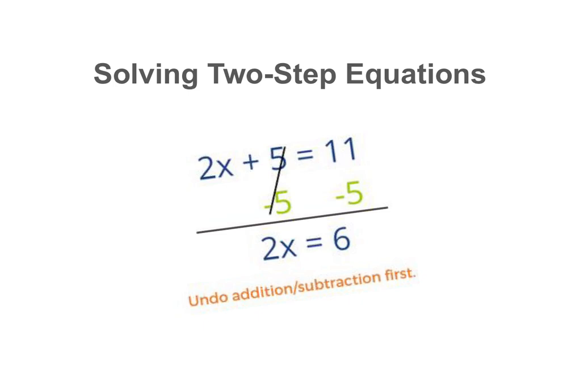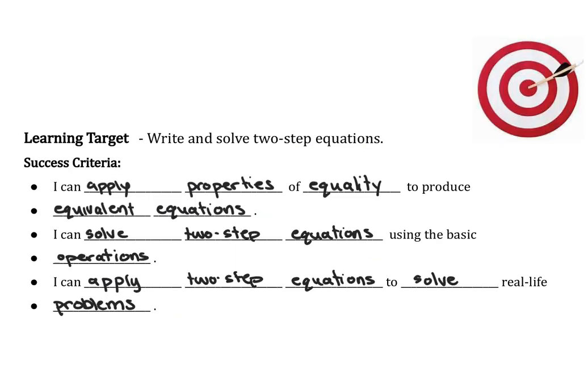Your lesson for today is solving two-step equations. For this lesson, your learning target is to be able to write and solve two-step equations. Your success criteria is: I can apply properties of equality to produce equivalent equations. I can solve two-step equations using the basic operations, and I can apply two-step equations to solve real-life problems.